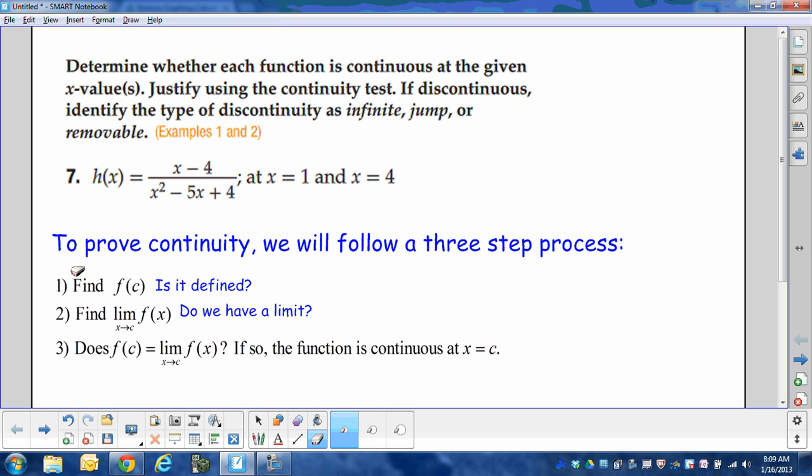Sometimes we can say, well, can't we just look at the graph and say, yes, it's continuous or it's discontinuous? And the short answer to that is no. We need to be able to prove why it's continuous or why it's discontinuous. So let's first take a look at the continuity at x equals 1. I'm going to follow this three-step process that I have listed below.